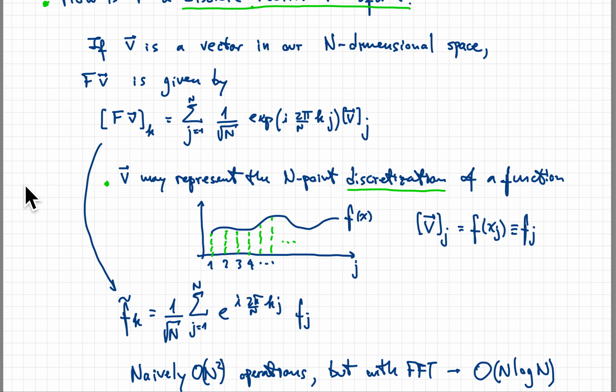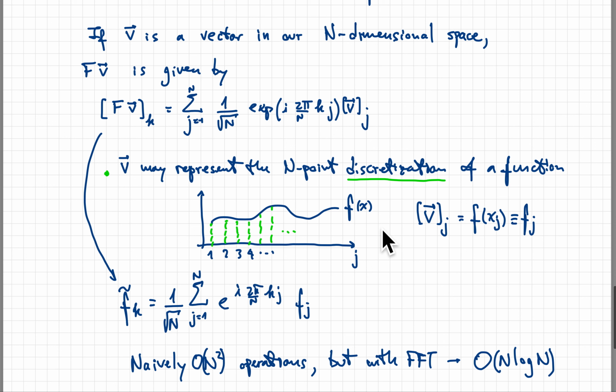Now, this vector v may encode in its entries the n-point discretization of a function. So imagine you draw a function on a lattice. And this is very important because this is what you would have on a computer. If you try to represent a function on a computer, you don't have a continuous function. What you have is a function evaluated at a discrete set of points, because that's how memory exists on a computer.